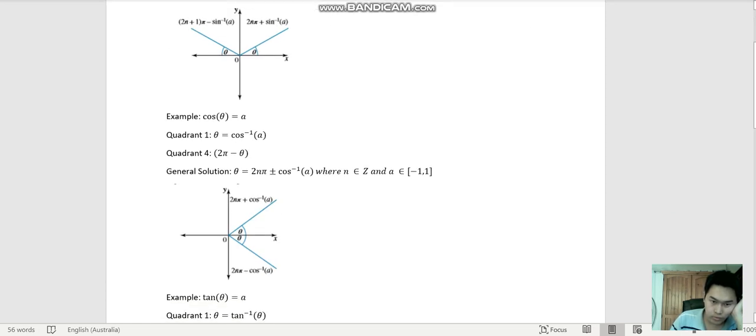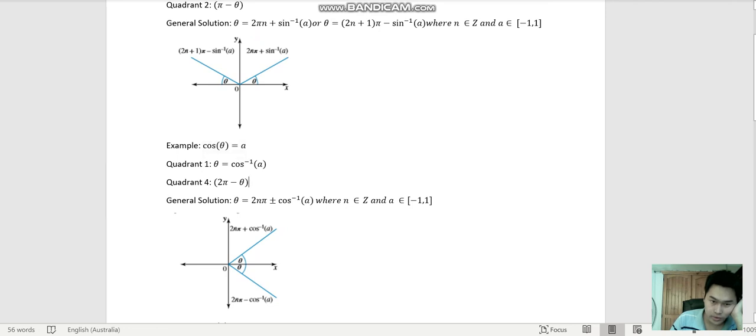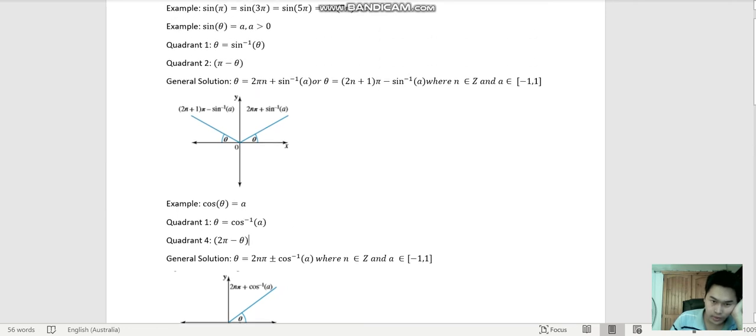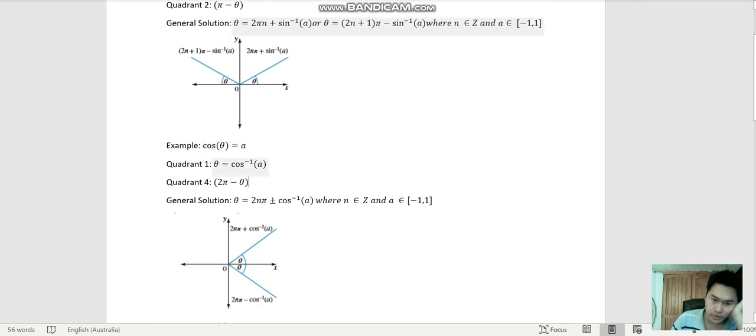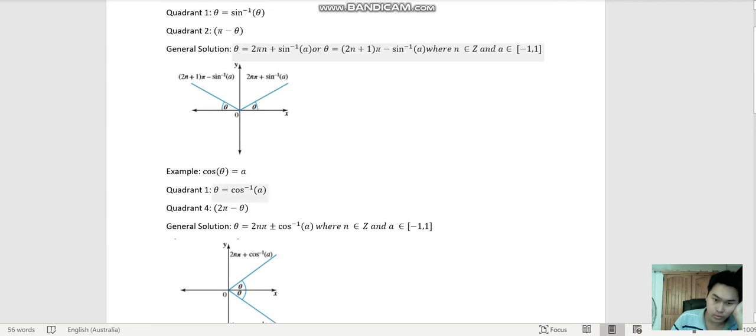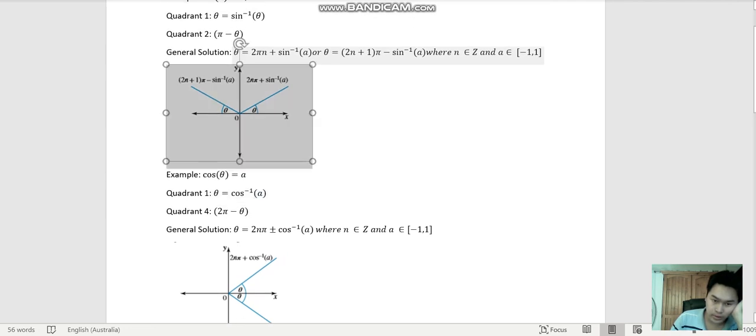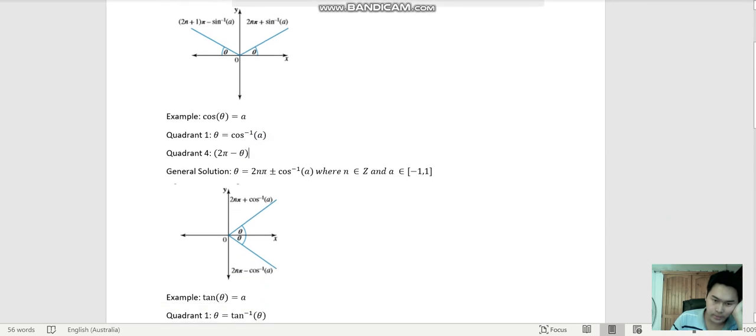Okay, example 2 is in cos, instead of sine we have cos. So we have cos of theta equals a, assuming a is also greater than 0. Then in quadrant 1, theta is the inverse cos of a, and in quadrant 4, it's 2 pi minus theta.